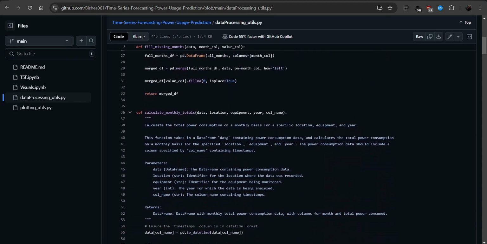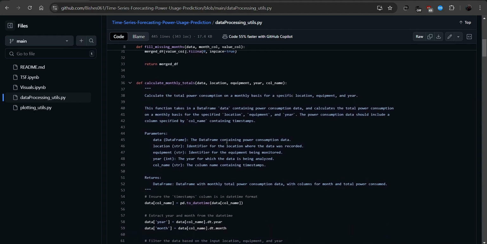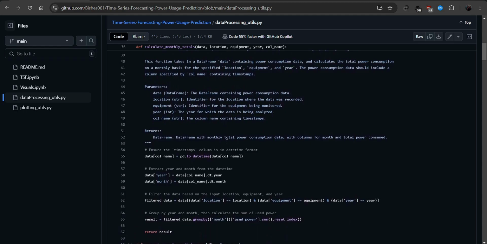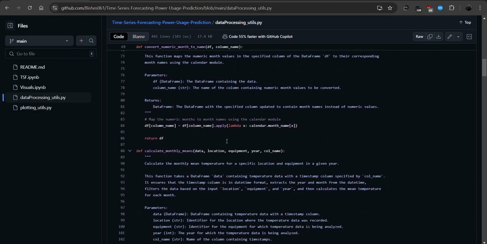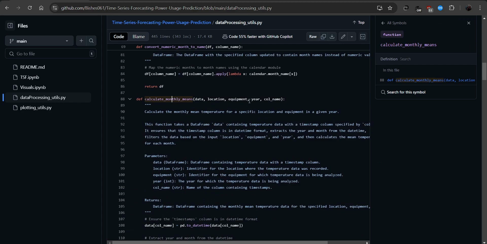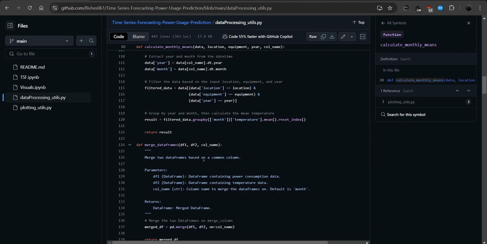Next is feature calculation. I extracted monthly and total power consumption for specific equipment and location. Additionally, I computed the average temperature for each month, which is an important factor influencing the power usage. For instance, I used functions like calculate monthly means for a particular location, equipment, and a year, and calculate monthly means for, for aggregating the data effectively.